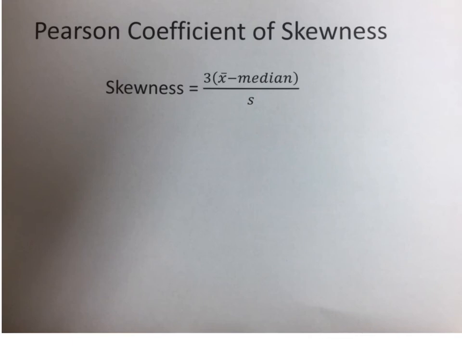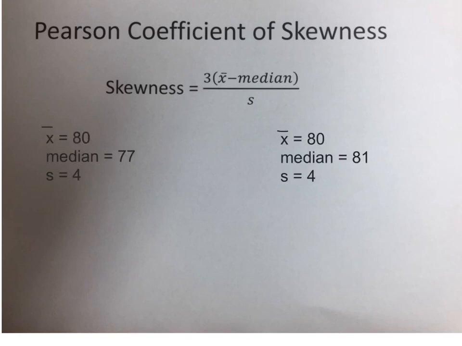Last thing we're going to look at is Pearson's coefficient of skewness. This is a number that's kind of lost anymore in statistics, but let's check it out anyway, just to get a feel for what skewness talks about. So let's look at 2 different examples. In the first one, we're talking about a mean of 80 and a median of 77, so the mean's a little bit higher.